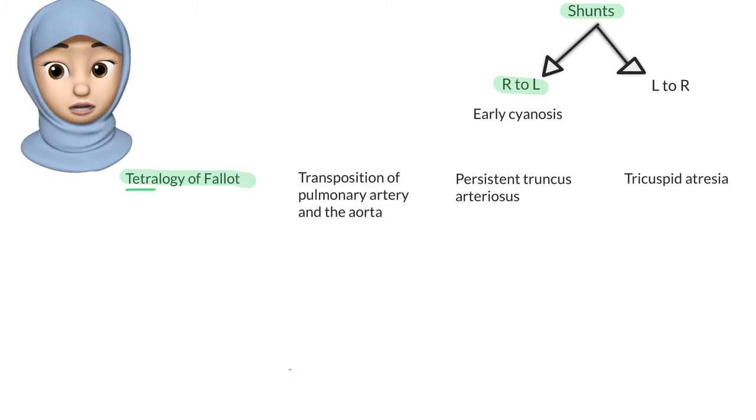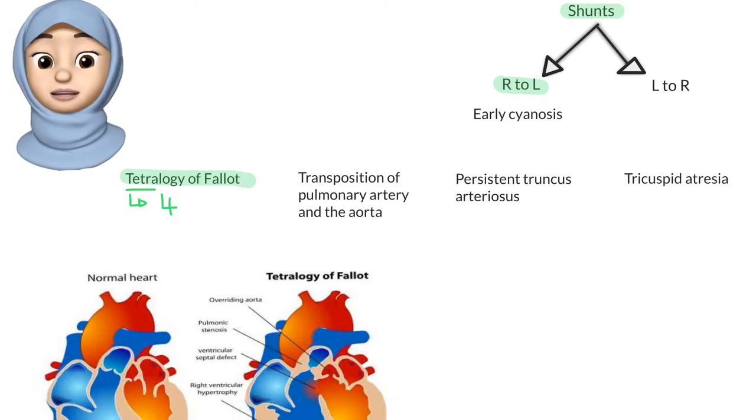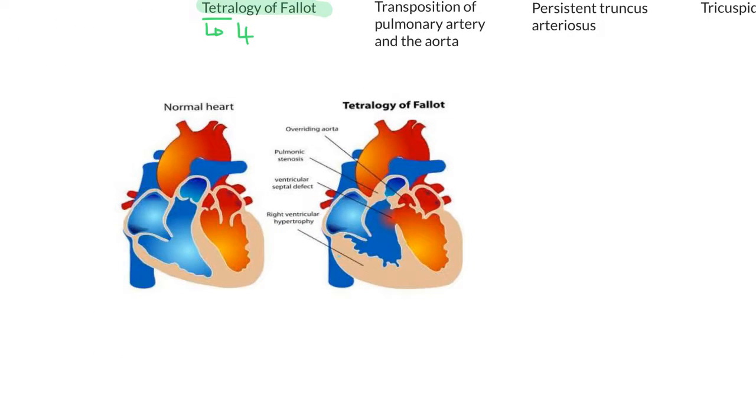Tetra means 4. This makes it easy to remember that tetralogy of Fallot is a combination of 4 congenital abnormalities, namely ventricular septal defect, aorta overriding the VSD, obstruction to the right ventricular outflow such as pulmonary artery stenosis, and right ventricular hypertrophy. Individuals with tetralogy of Fallot assume the knee to chest position.